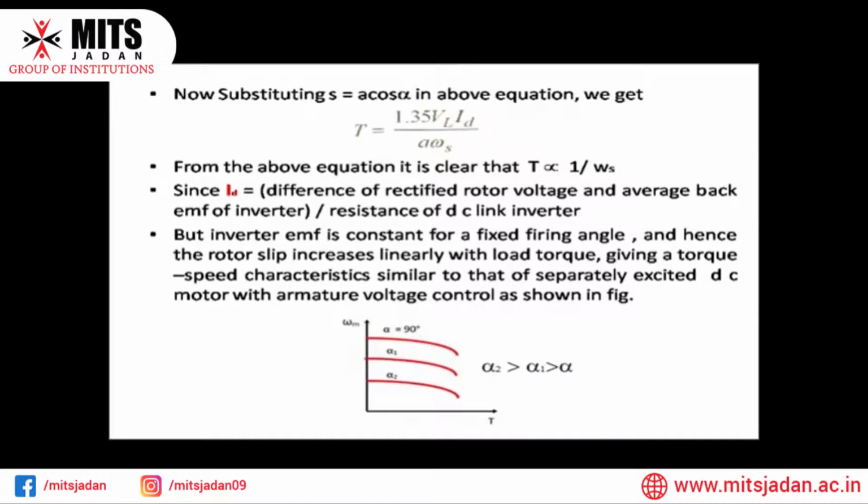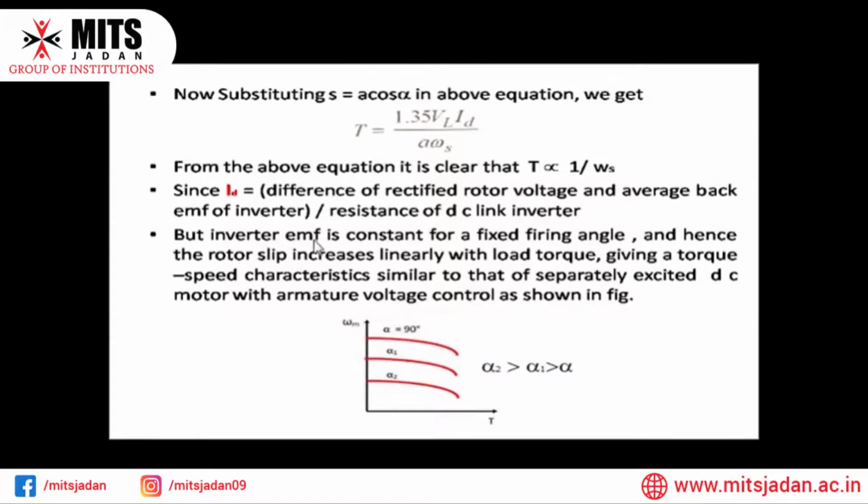Now if we substitute the value of S, that S equal to A cos alpha, in the above equation we get T is equal to 1.35 VL ID upon A into omega s. From this equation we can clearly see that the torque is inversely proportional to omega s, and we also know that the current ID is the difference of the rectified rotor voltage and the average back EMF of the inverter divided by the resistance of the DC link inverter.